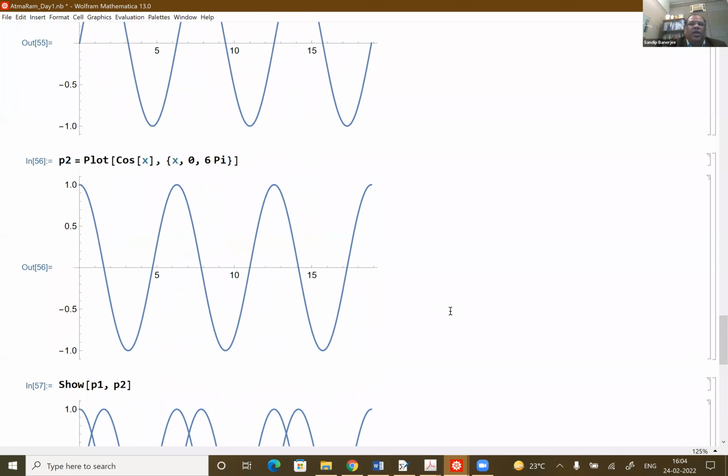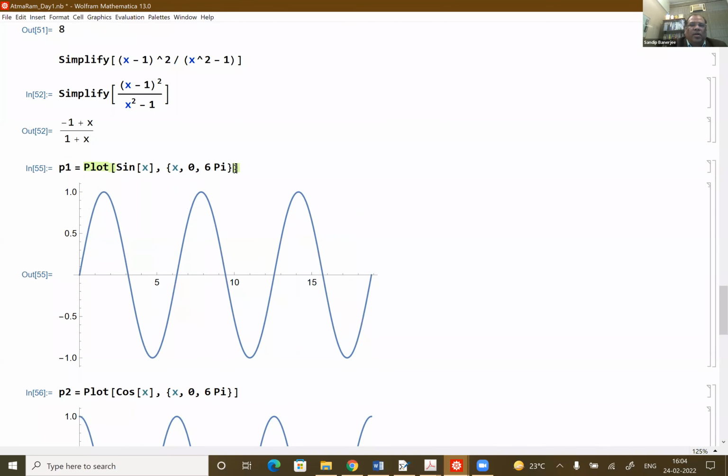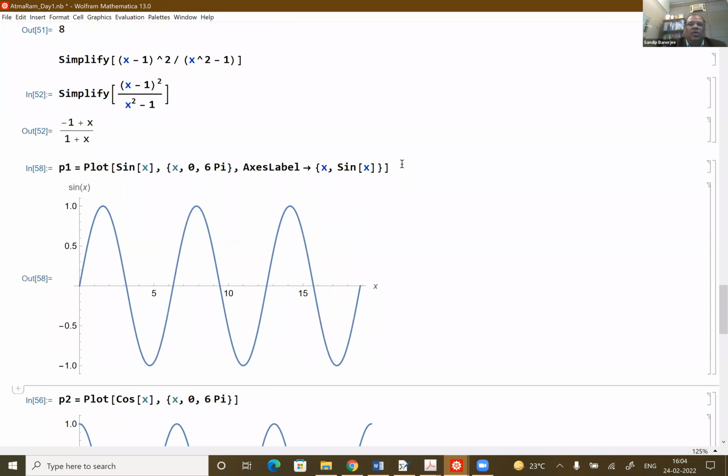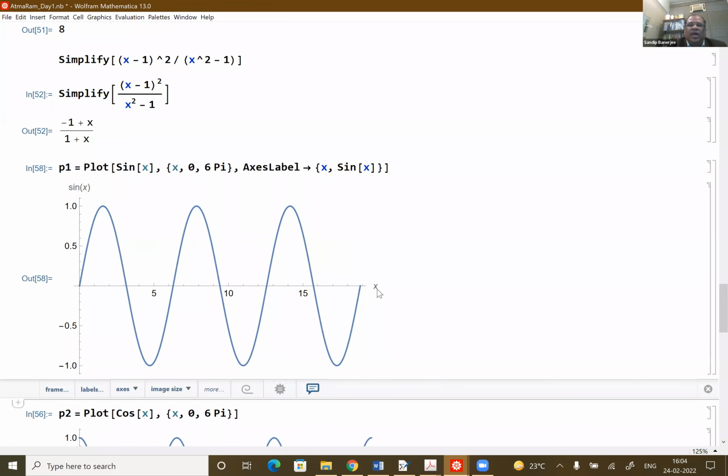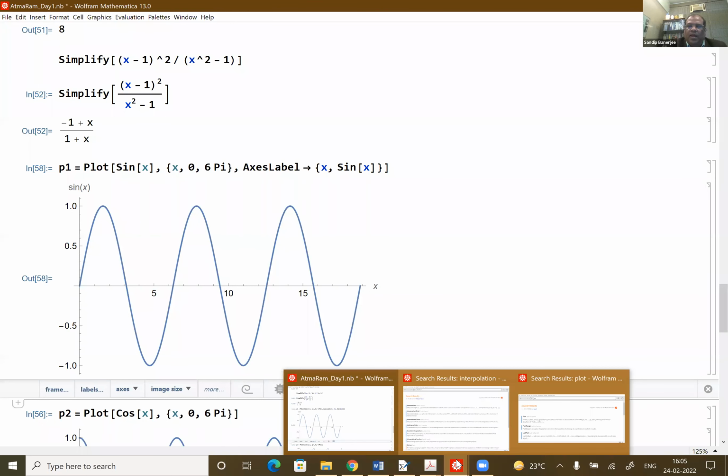So if I put it here, axis label x, sine x. So as you can see here, x has come along the x-axis, along y-axis it is sine x. So that is the work of axis label.